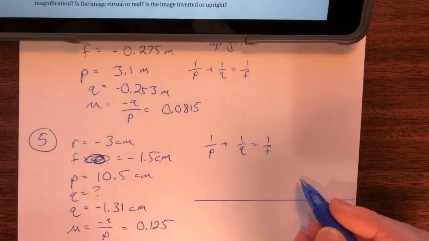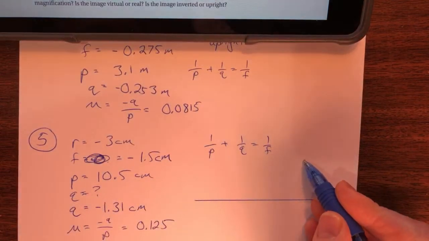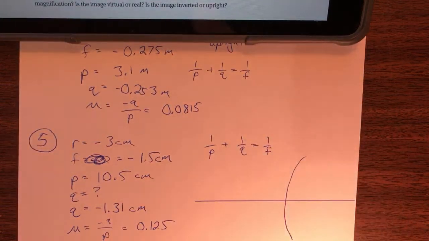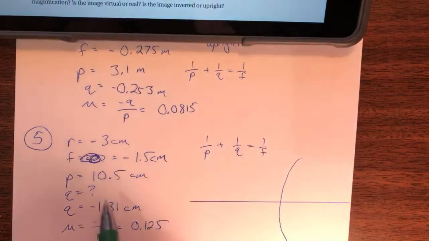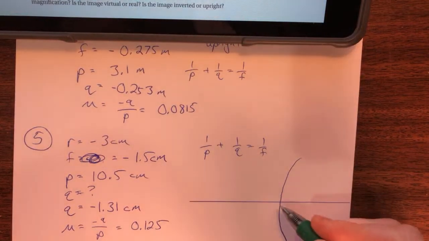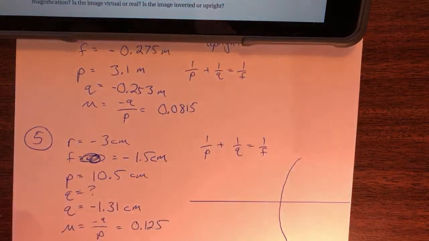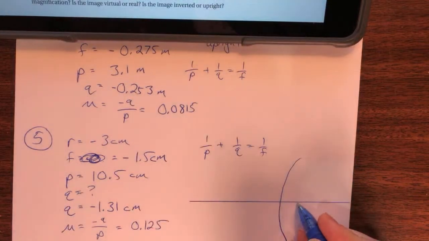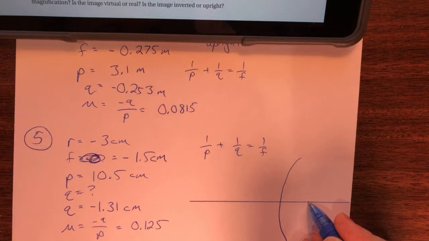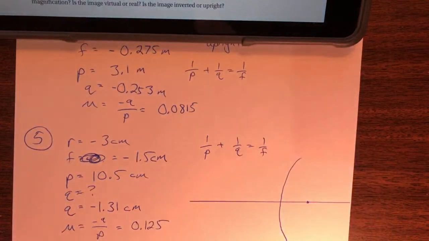All right. And in this case, I'm going to go ahead and mirror this way. Your object in this case might actually be a tree, although 10.5 centimeters away, I don't know. The tree's probably closer than that. But we have a radius of 3 centimeters, so pretty small. I probably should have made this even more curved, but let's go ahead and make it. So we're going to make that 3 centimeters.